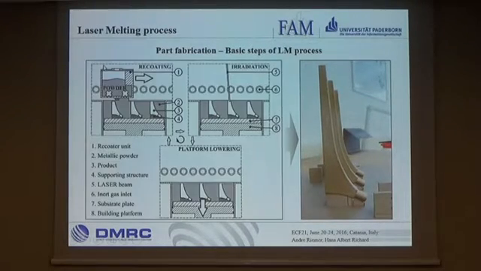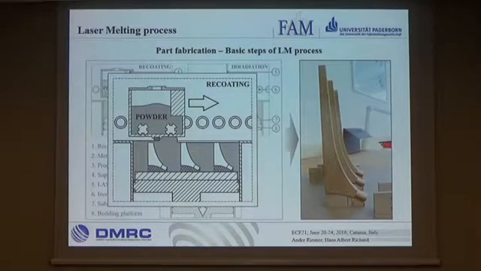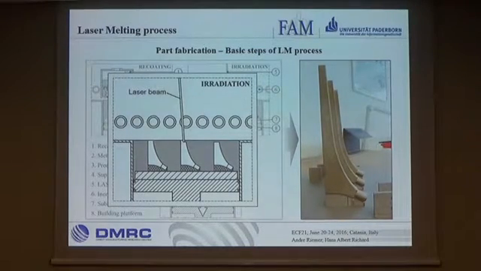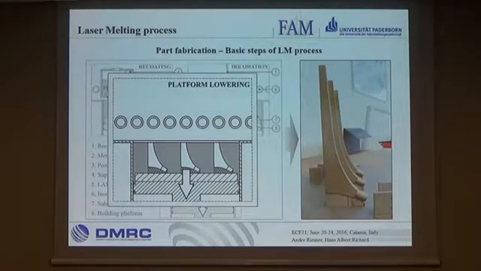So, the first step. You have the recoater unit, which is moving over the building chamber, and powderized material is put on the surface, which is molten in the next step by the laser beam and solidifies this part here in the powder. And the last step is lowering of the building platform, so we get the space for the new recoating step.